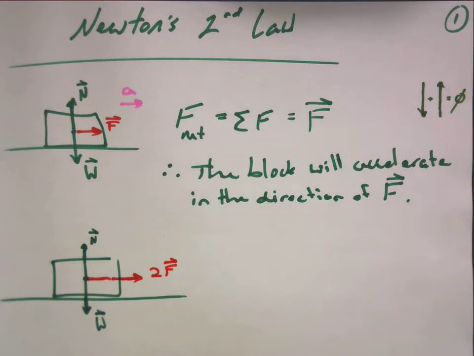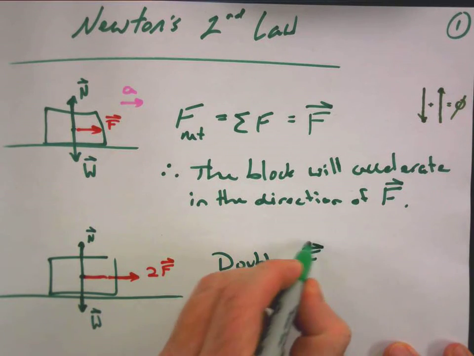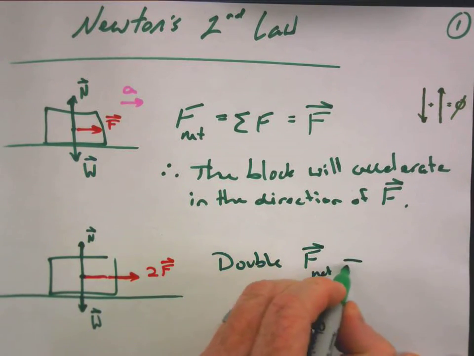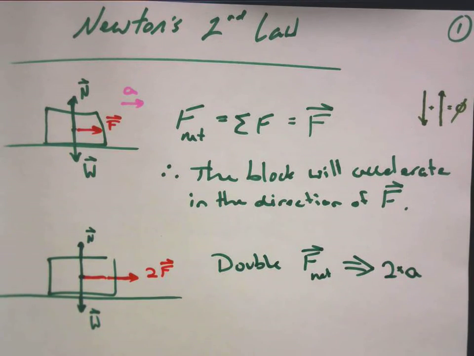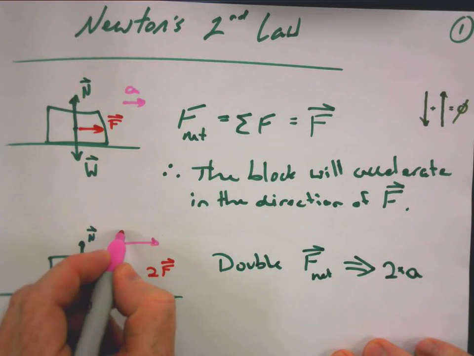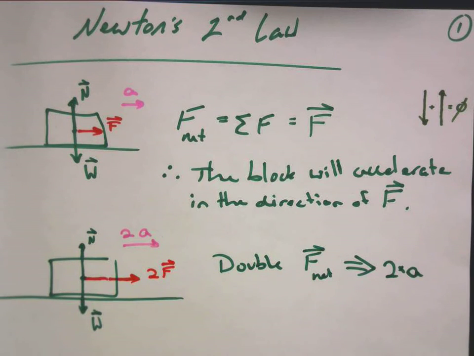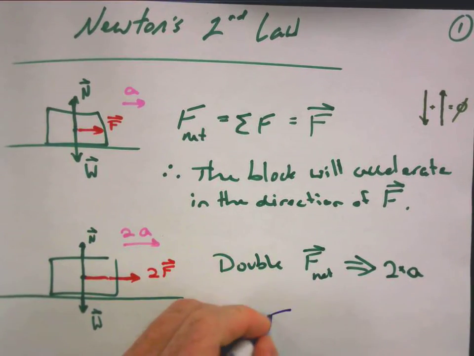Okay, what's going to happen to the acceleration? Let's find out. If we double the net force, then that leads to doubling the acceleration, 2 times the acceleration. So the block will experience twice the acceleration, in the same direction as before, the direction of the net force, the only thing that's unbalanced right here. And from that, we can say that the acceleration the object experiences is directly proportional to the net force.